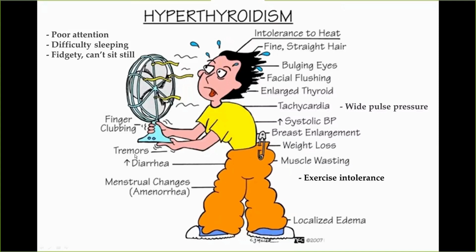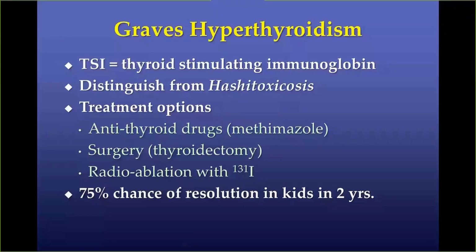Diarrhea, and then menstrual changes. As I mentioned earlier, on hyperthyroidism, it's more amenorrhea than menorrhagia, but still we see menorrhagia with hyperthyroidism, and we see amenorrhea with hypothyroidism. You have to distinguish Graves' hyperthyroidism from hashitoxicosis, like I mentioned.